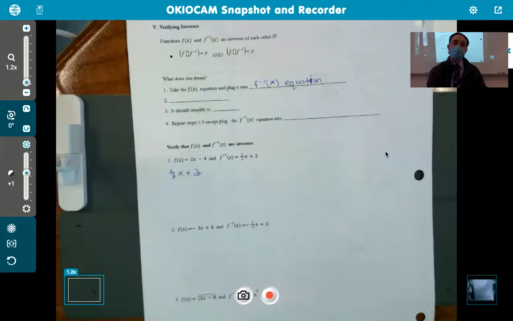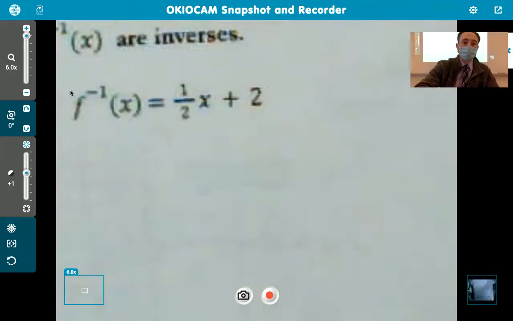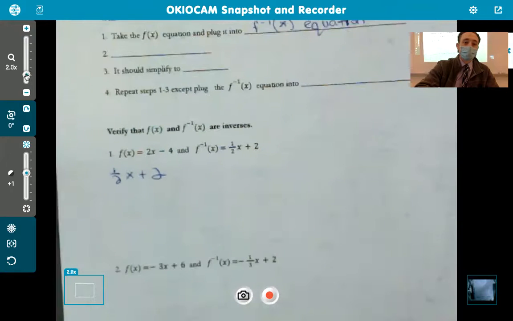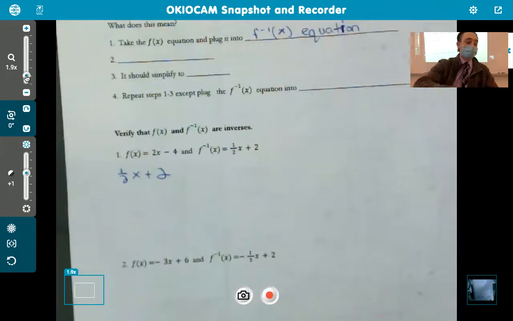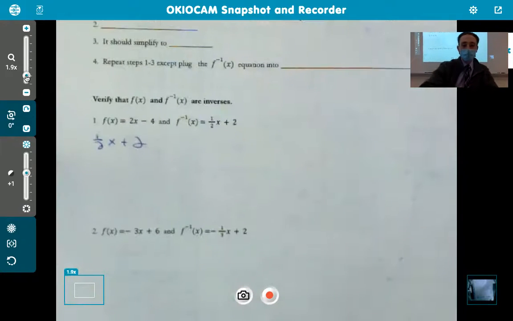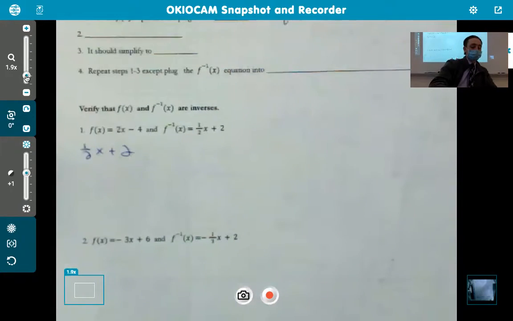I'm going to zoom in a little bit. Whoa, not that much. Oh, okay. So I just rewrote the equation. My bad. Sorry if it was too far.